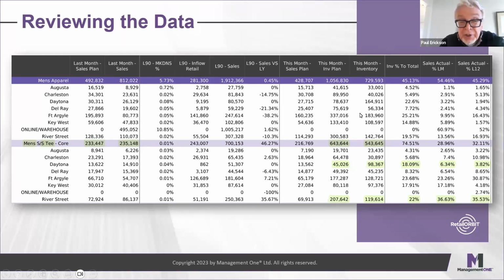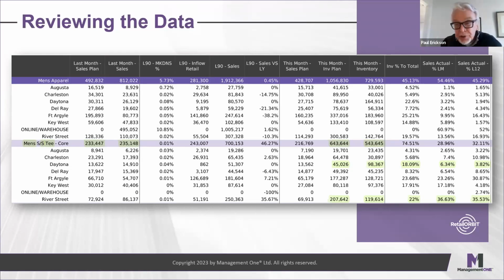Let's drop over and look at the total for inventory. Their inventory target would be $643,000. We believe that would be the optimum amount of inventory carried in the stores. And you see that they're slightly understocked by about $100,000, exactly at $543,000. That's the top line. That's the top view. That's the helicopter view, if you will.